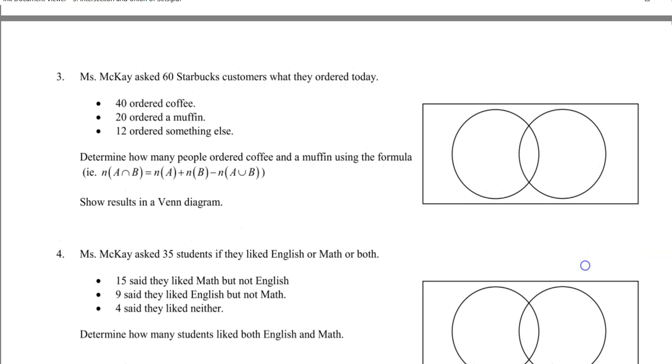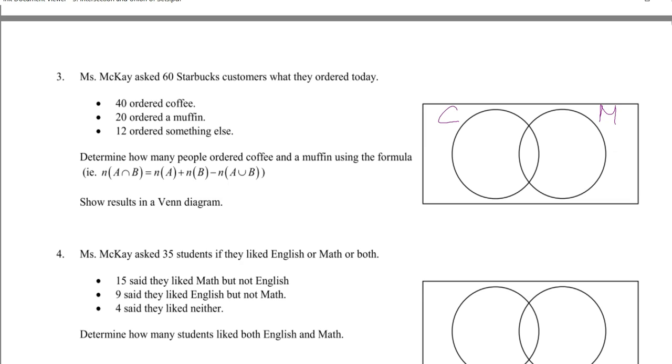Ms. McKay asked 60 Starbucks customers what they ordered today. Okay, so we'll get there. All right, so let's go coffee, muffin. Okay, can I put the 40 down somewhere? Now, I know that inside the C circle there has to be a total of 40, right? But I don't know how to split it up. Can I put the 20 down? No. Can I put the 12?